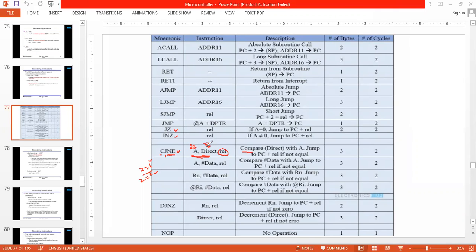22 minus 22, right? What will happen? Z becomes 1 because 22 minus 22 is equal to 0, no? So what is the Z flag? Zero flag will be equal to 1. So if the zero flag is equal to 1, this instruction will not be executed. Because what will happen? Compare and jump if not equal. The condition is not equal, but here both are equal. So the instruction will not be executed.